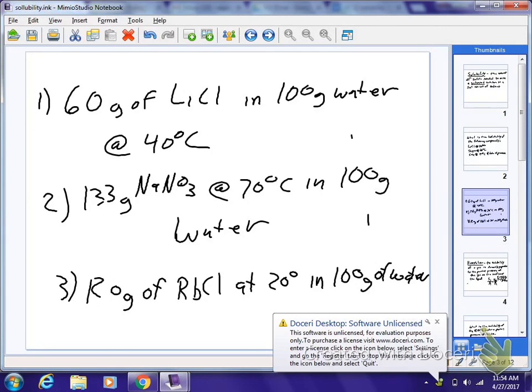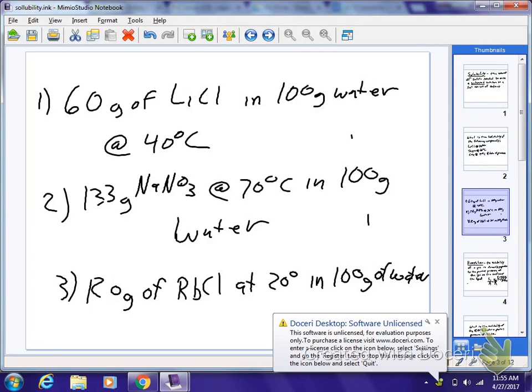And then the last one, RbCl. You got 120 grams of RbCl. Is that saturated, supersaturated, or unsaturated? What can it normally hold? About how much? Between 90 and 100, right? So this is holding 120, so it's kind of like our supersaturated solution. It's holding more than it should hold. Not all substances can do that, though.